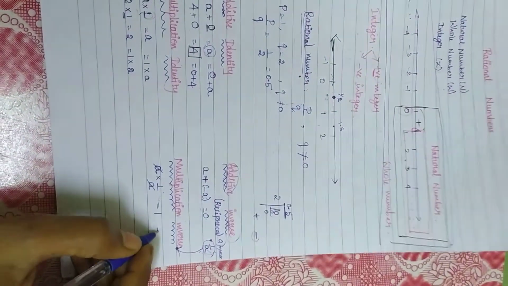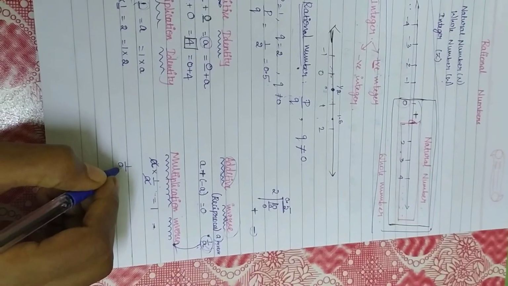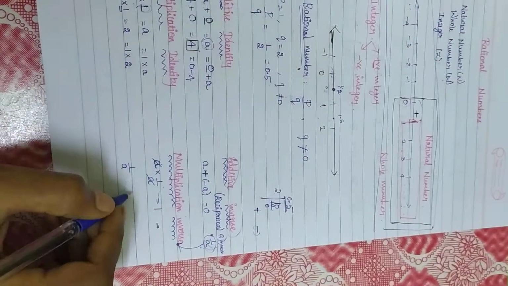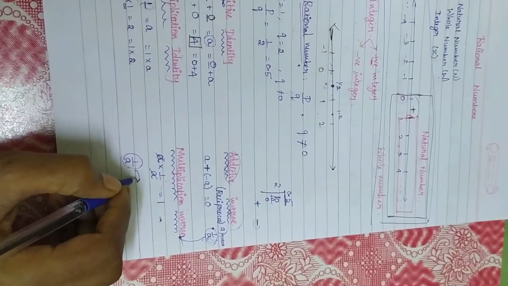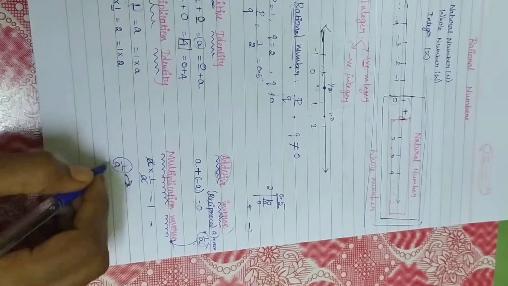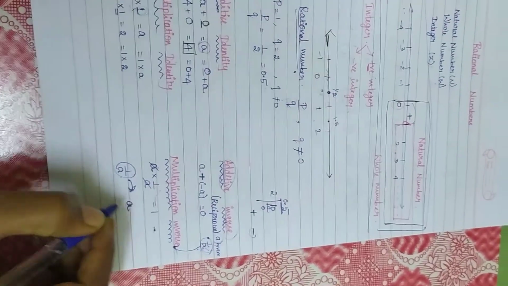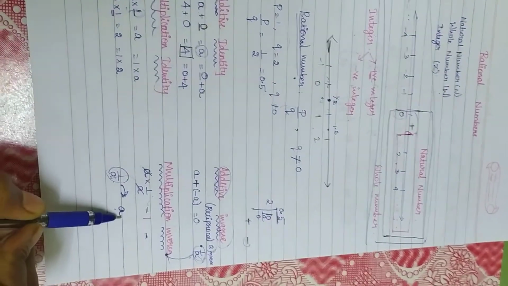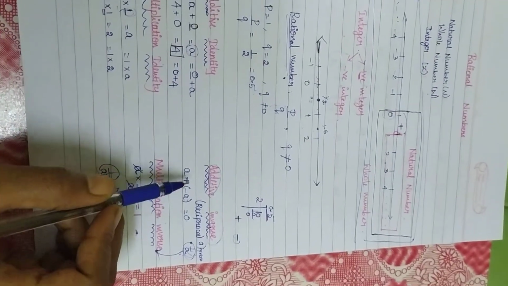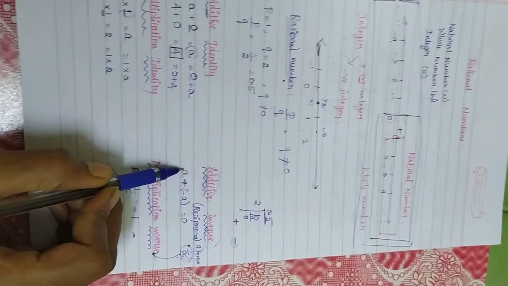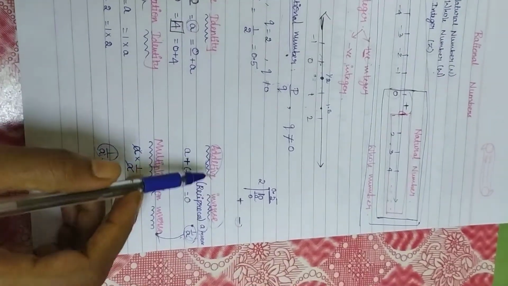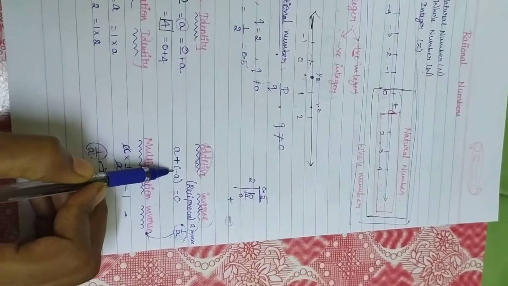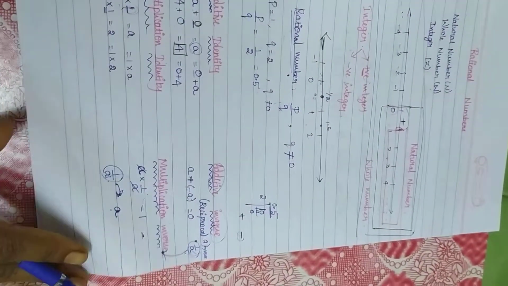If I have 1 by a, find the inverse of 1 by a. Which one is the inverse? Again it becomes a. a is the inverse for 1 by a, and 1 by a is the inverse for a. That's it. In addition, having a positive symbol means you get a negative symbol as your additive inverse. If you have a negative value, you get a positive symbol.